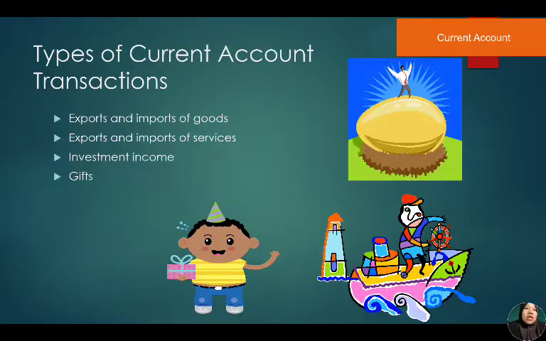Under the first major account, current account transactions, it records the exports and imports of goods, exports and imports of services, investment income, and gifts. One is goods, one is services.